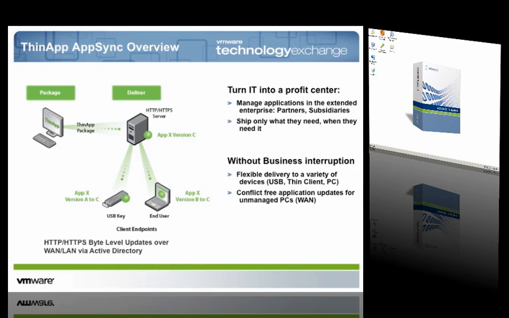First, let's go over some of the bullet points with AppSync. It is designed to utilize an existing web server in your environment, such as an IIS, Apache, or Abyss web server, for updating remote systems, for example home user PCs, traveling user laptops, or USB sticks. While it can use HTTP or HTTPS connections, it can also be used on a local area network and utilize the file protocol versus those HTTP or HTTPS protocols needed by a web server.